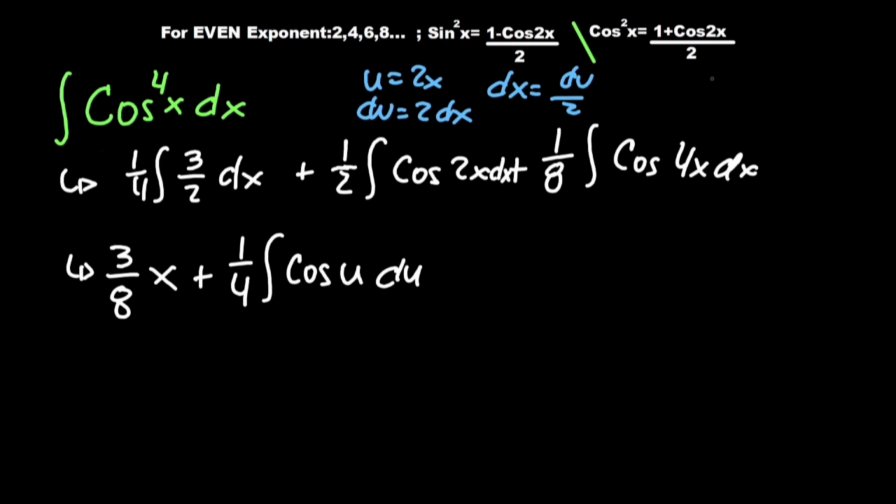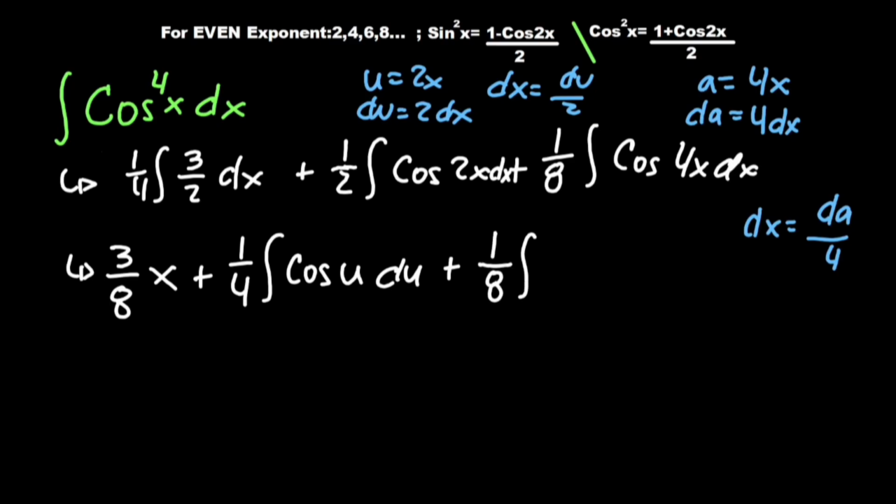Let a here be 4x. So derivative of a, which is 4x, is 4 dx. Dx right here would be equal to da over 4. And so this would be plus 1/8 integral of cosine of a. Dx is da over 4. 8 multiplied by 4 would be equal to 32.